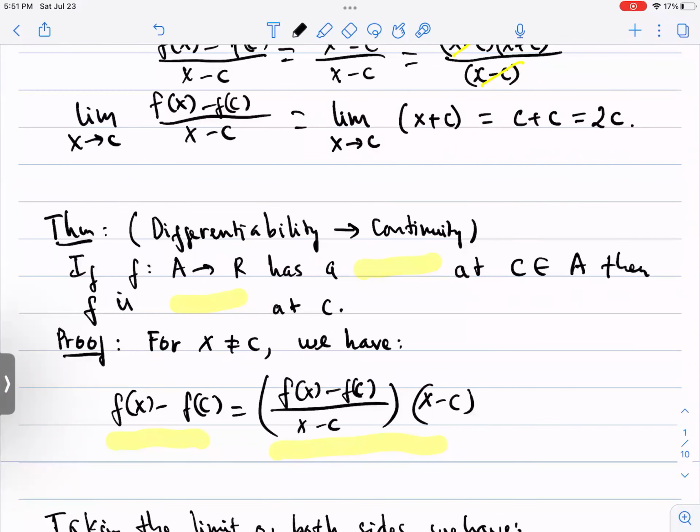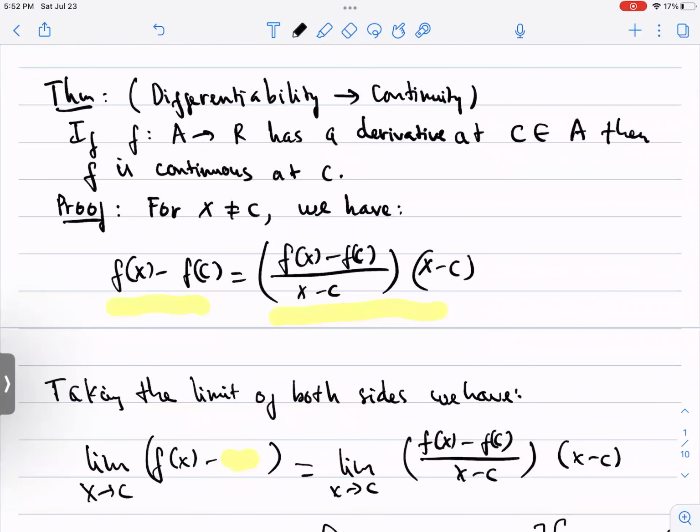If the function f from some subset A to the set of all real numbers has a derivative at some point c inside the subset A, then the function f is actually continuous at c. That's why differentiability implies continuity. In other words, differentiability is a stronger condition than continuity. Let me give you a proof of this theorem because it really illustrates how these two notions are related to each other.